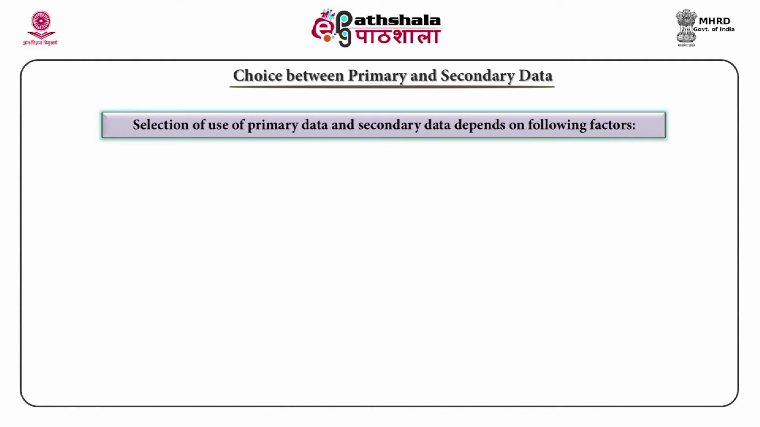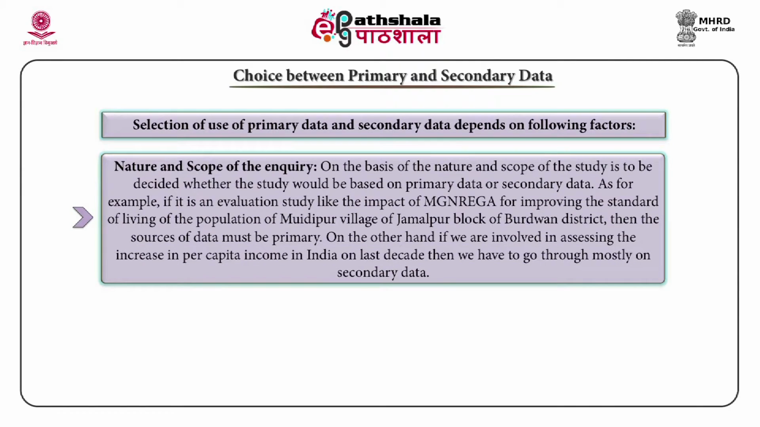Choice between primary and secondary data. The selection of primary data or secondary data depends on the following factors. Nature and scope of the inquiry. On the basis of the nature and scope of the study, it is to be decided whether the study would be based on primary data or secondary data.